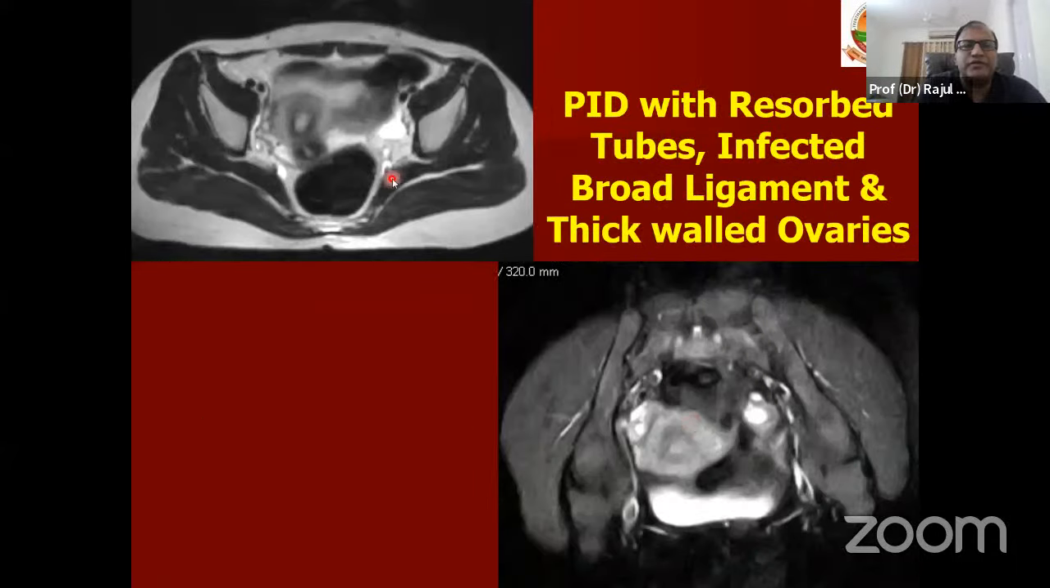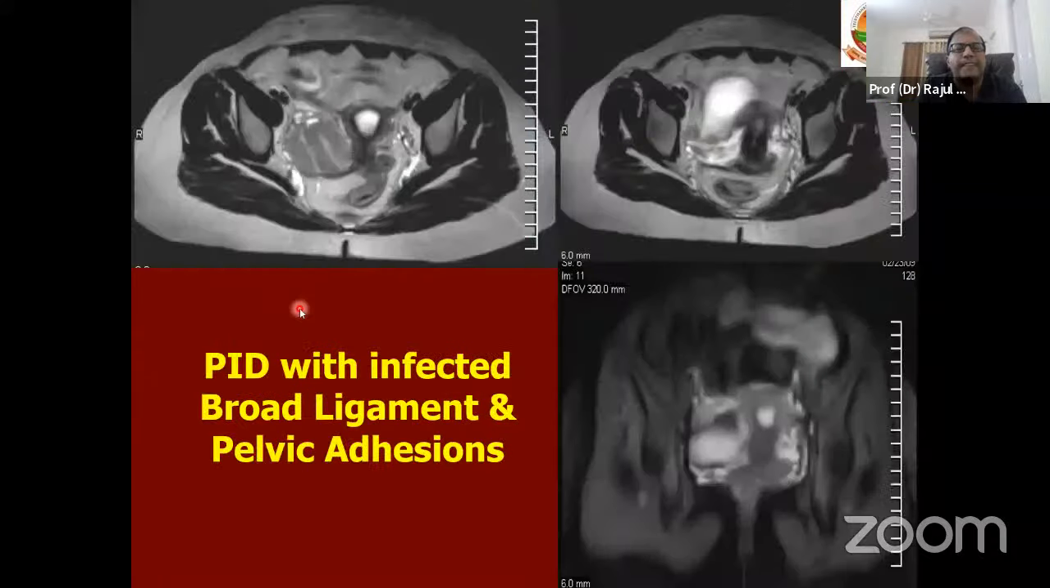Another patient with PID, where the left sided fallopian tube was not seen, and there was hyperintensity in the broad ligament as well, and some fluid, and there were thickened ovaries as well. So polycystic ovaries, PID, and distortion of the tubes was there in this case.